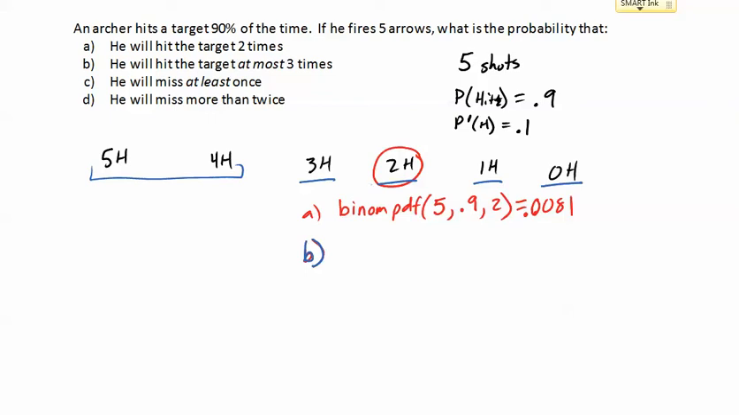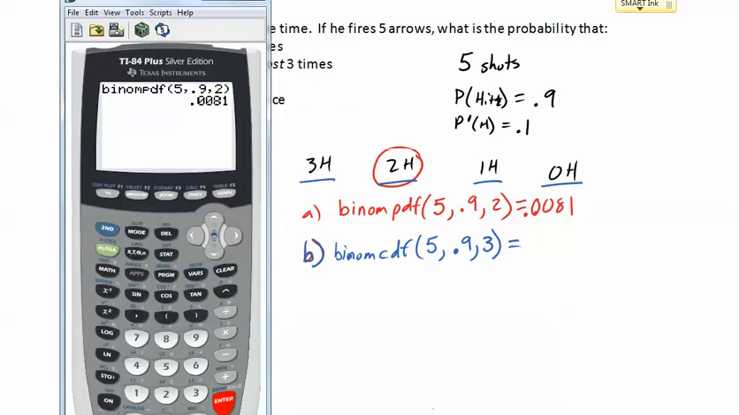So this time I need to add up a bunch of pieces. Now you could do binom PDF 4 times and then add it together. But yes, that is time consuming. So we're going to go binom CDF to add them together. And so again, I still have 5 shots. The probability of hitting it is 0.9. Now I want to add up 0, 1, 2, and 3 hits. So that means I'm going to put 3, which will add up all the possibilities up to 3. And so then I'm ready.